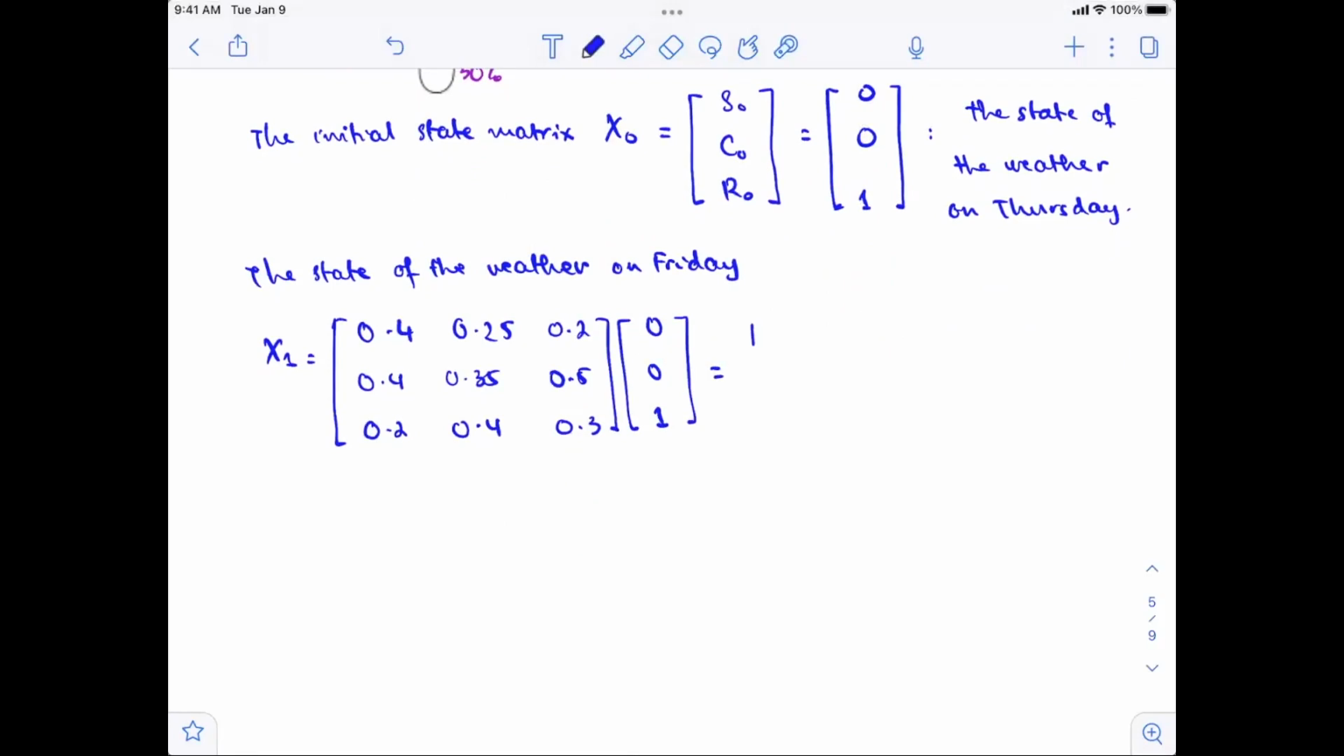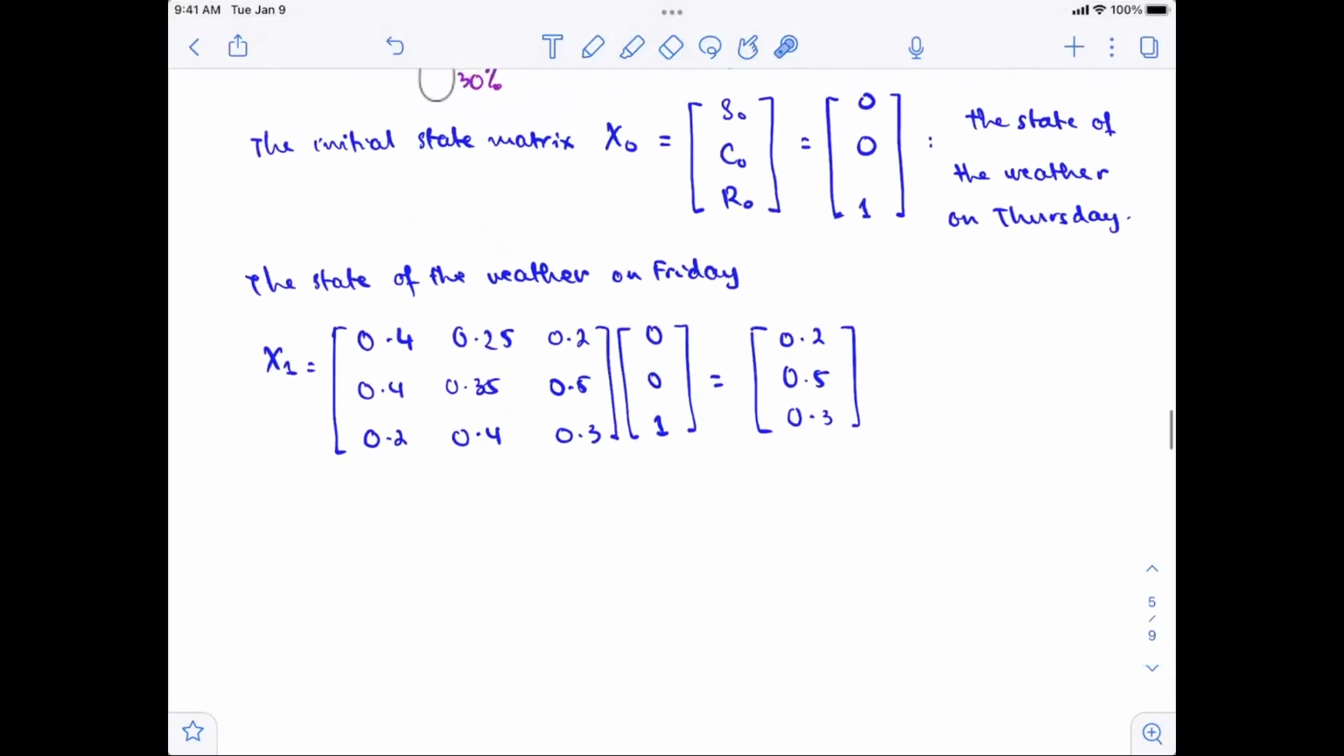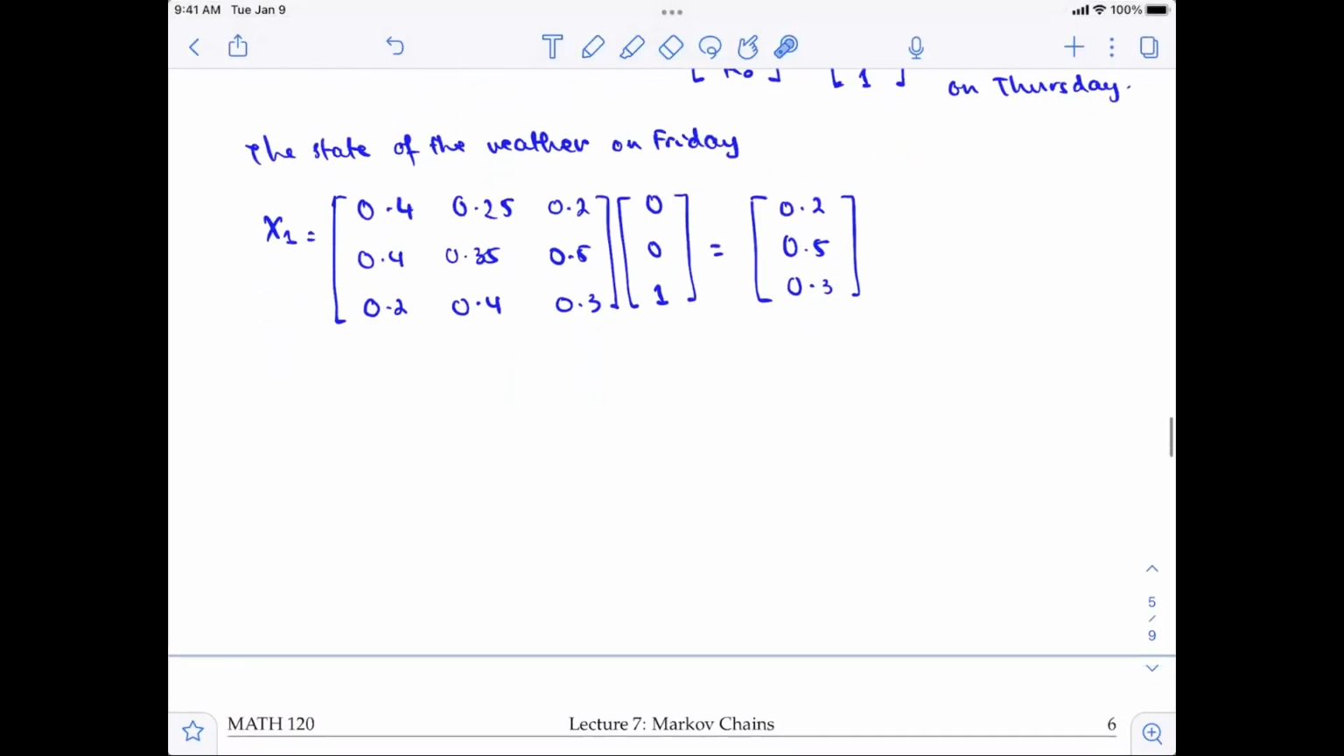So if you do the calculations correctly, you get 0.2, 0.5, and 0.3. Okay, so that's for the weather on Friday. So there is 20% chance that it's a sunny day on Friday, 50% chance it's cloudy on Friday, and 30% chance is going to be rainy again on Friday. Okay, now we move on to the next state.